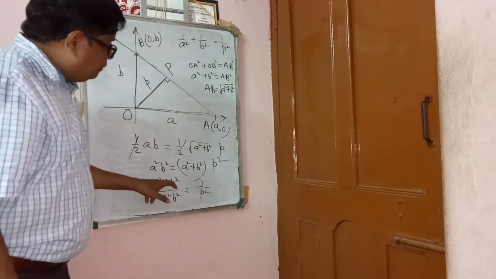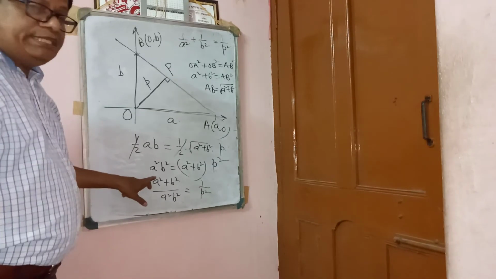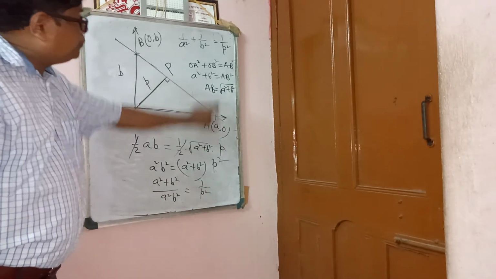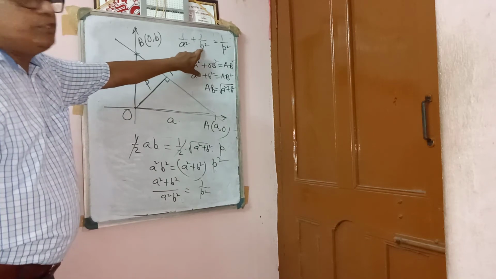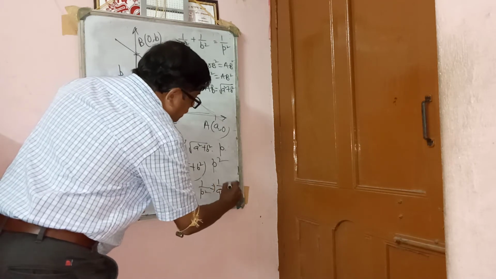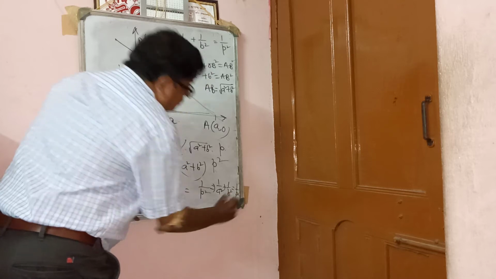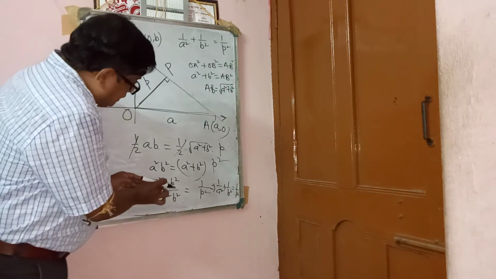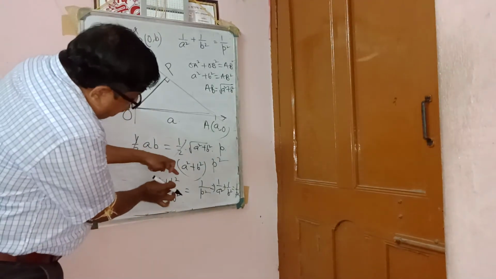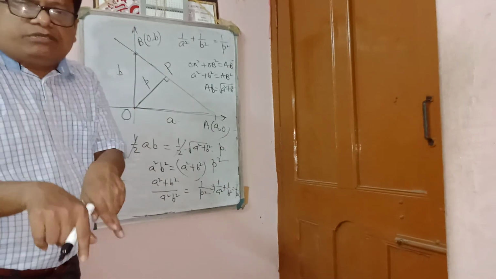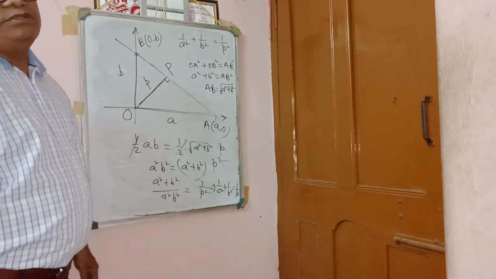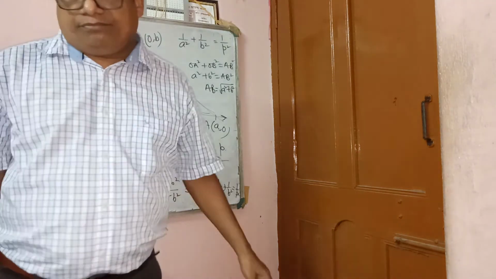Cross multiply, you will get this. So a square by a square b square is 1 by b square, plus b square by a square b square is 1 by a square, equal to 1 by p square. Here a square cancels, giving 1 by b square, and b square cancels, giving 1 by a square. So 1 by a square plus 1 by b square equals 1 by p square. Note it down, very important sum. Note it down, hurry up.